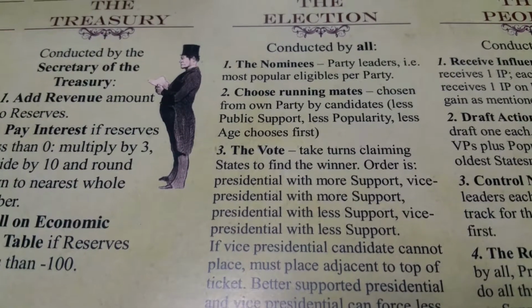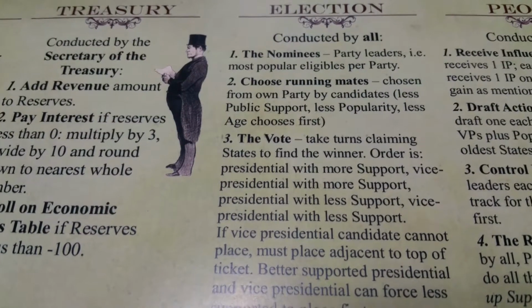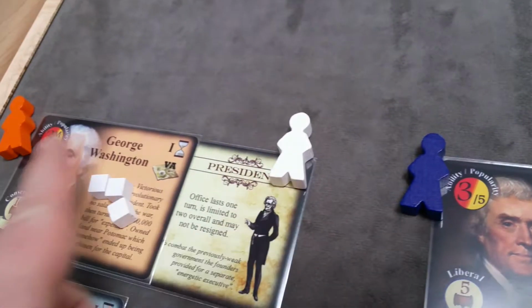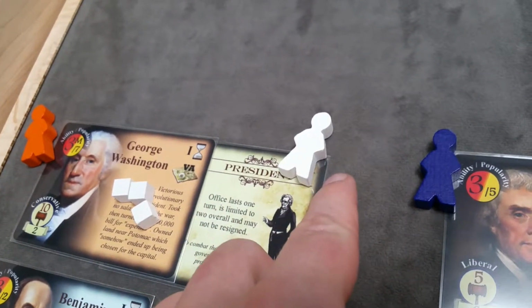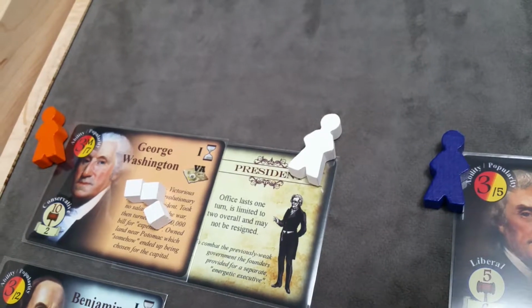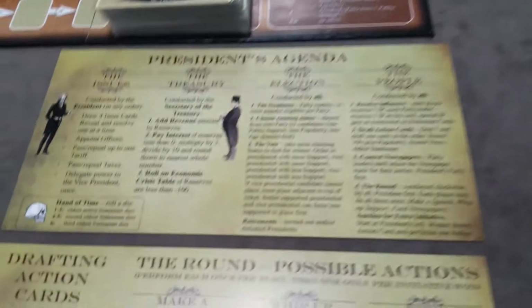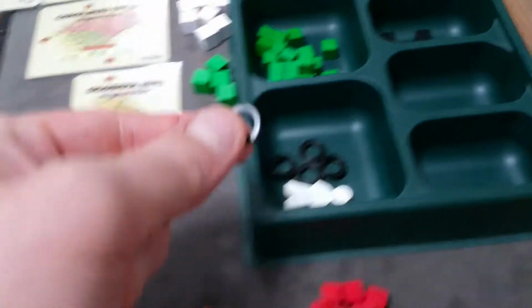A couple statesmen that are not eligible: any twice elected president, and so we use these to indicate that. For example, George Washington was elected once. If he won re-election and got a second white pawn, he would be a twice elected president and he would not be eligible.